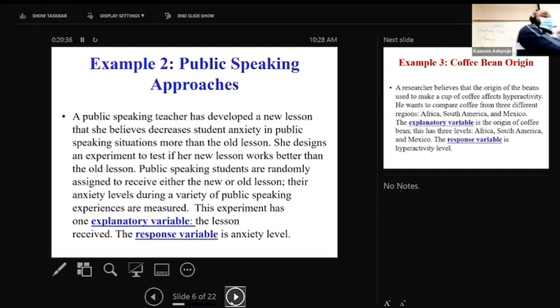Of course, the response variable is the anxiety level. Because at the end of the day, you're going to measure the anxiety level of students that receive the old lesson and the anxiety level of students that receive the new lesson. That's what you're going to measure at the end of the day. And that's the response. What are you trying to do? You're trying to look at the effect of the type of lesson on the anxiety. That's what you're trying to investigate.